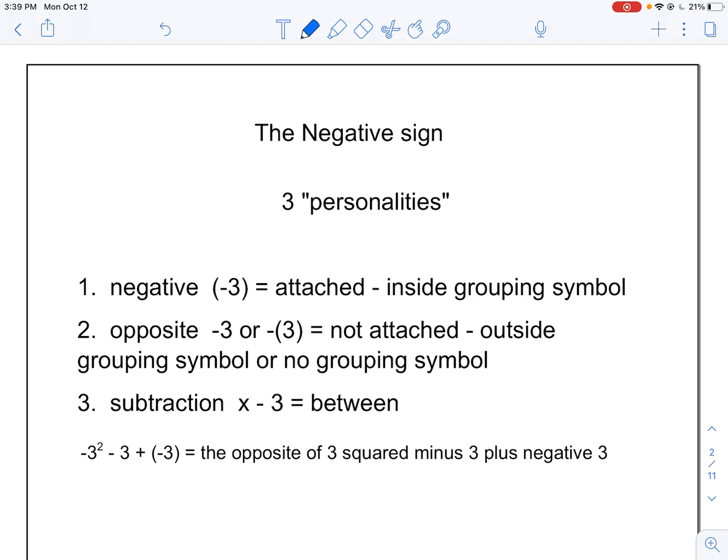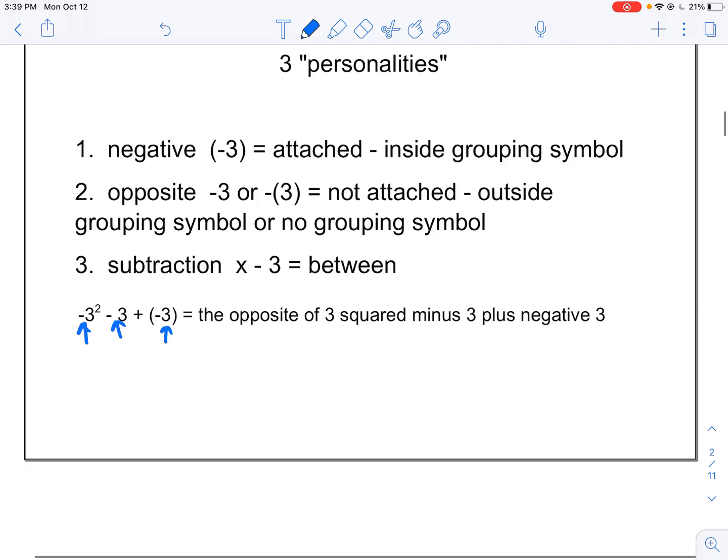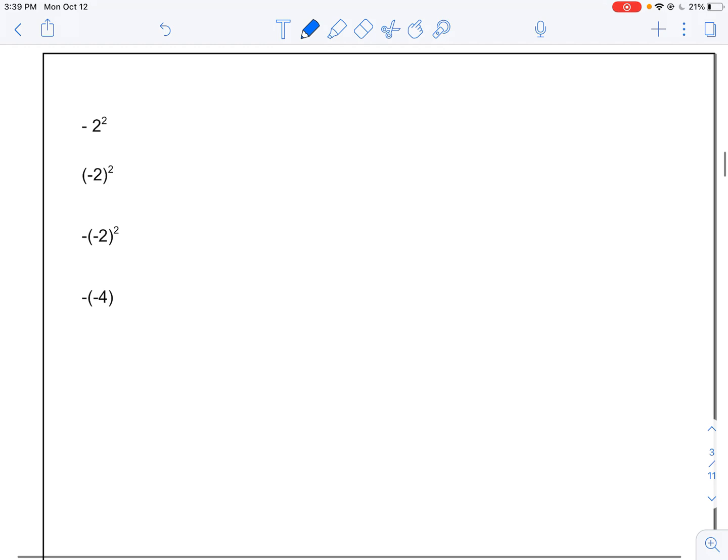So if I were to read this statement here at the bottom, I would say the opposite of 3 squared because that is not inside parentheses, minus 3 because it is between 2 things, plus negative 3 because it is inside parentheses. So you can see that negative symbol had all 3 personalities, opposite, negative, and subtraction. So let's just look at how a couple of these things work.